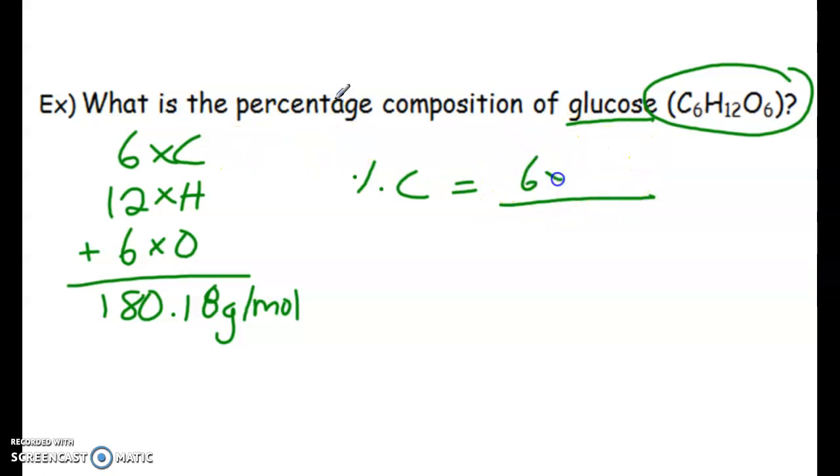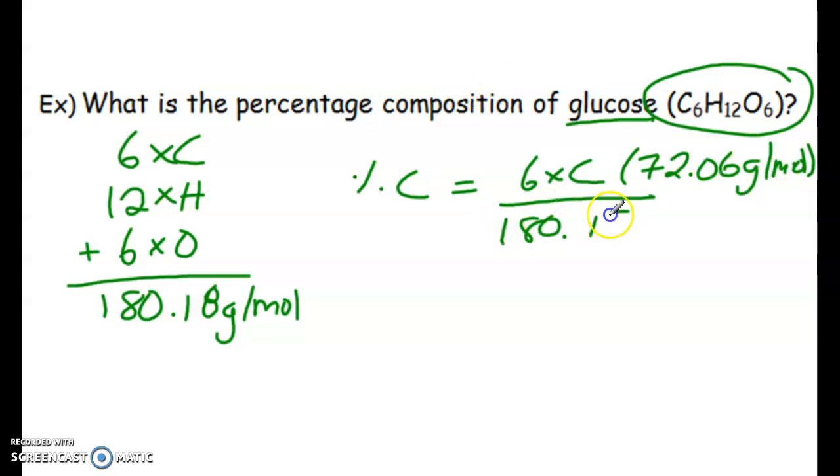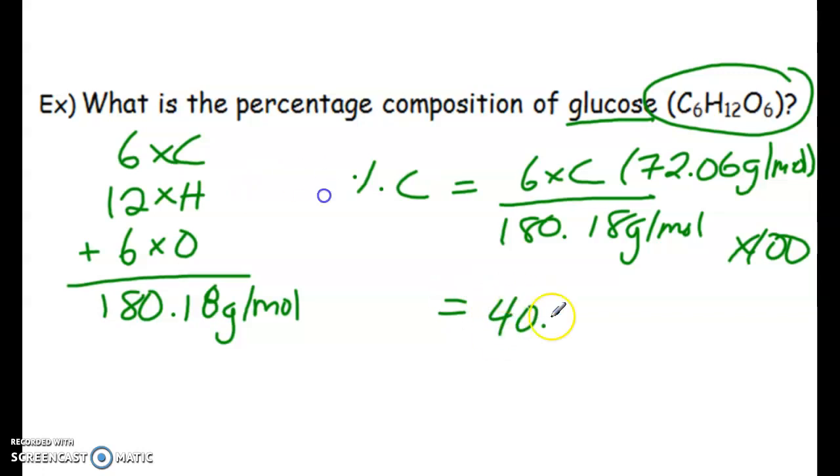Okay, so for percent carbon, remember that the value that is in the numerator here should be for the 6 carbons, not just 1 carbon. So this value is actually 72.06 grams per mole. And then on the bottom, right, we have 180.18 grams per mole. And then we multiply by 100. So you should have gotten here 40% carbon.